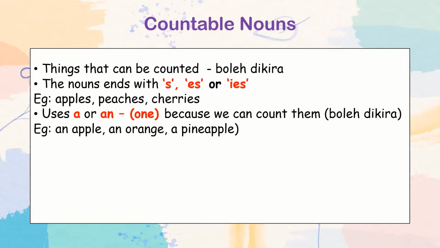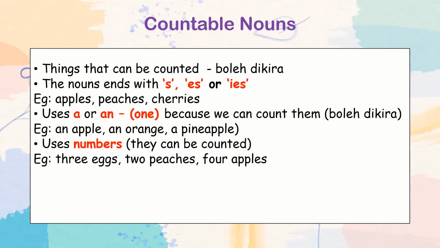For example, an apple, an orange, a pineapple. Satu apple, satu orange, satu pineapple. Next, it uses numbers because they can be counted. So kita boleh menggunakan nombor kerana menunjukkan bilangan sebab dia boleh dikira. For example, 3 eggs, 2 peaches, 4 apples, 10 pears, 20 pineapples. So we can count the numbers.